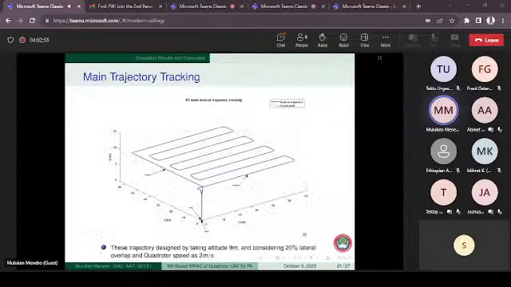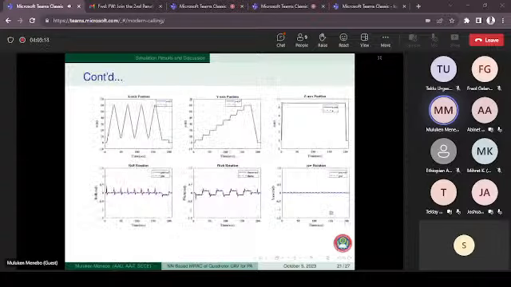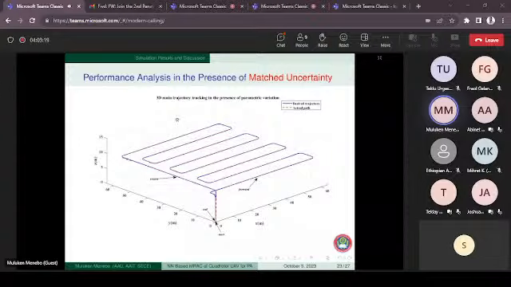To check the performance of the quadrotor, the first trajectory is the main trajectory, which is specifically designed for precision agriculture. As you can see from the figure, the actual trajectory perfectly tracks the desired one, right? This is the trajectory along each direction. In order to check the controller performance, we impose some parameter variation in the system dynamics. This uncertainty is considered matched uncertainty because it is considered in the controller design process, right?